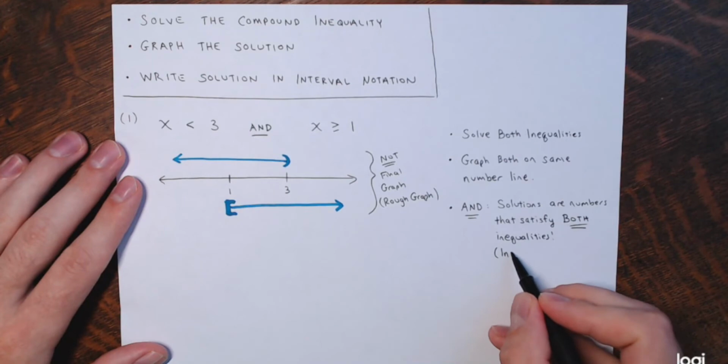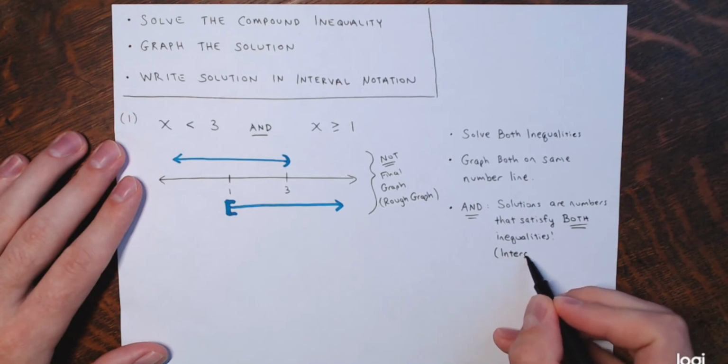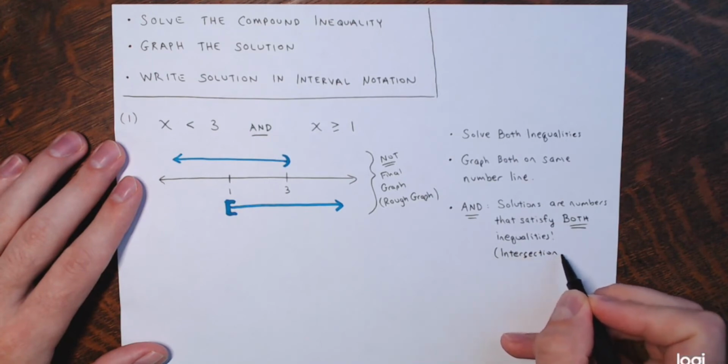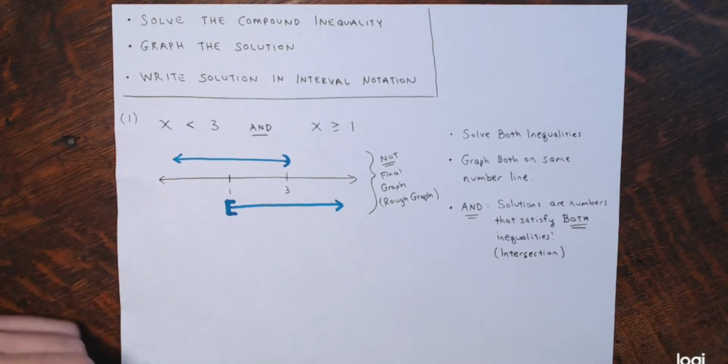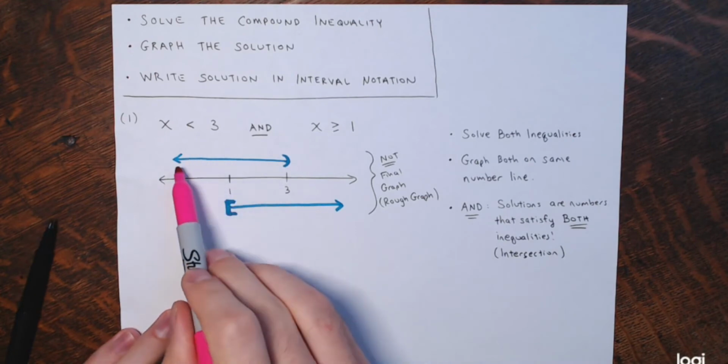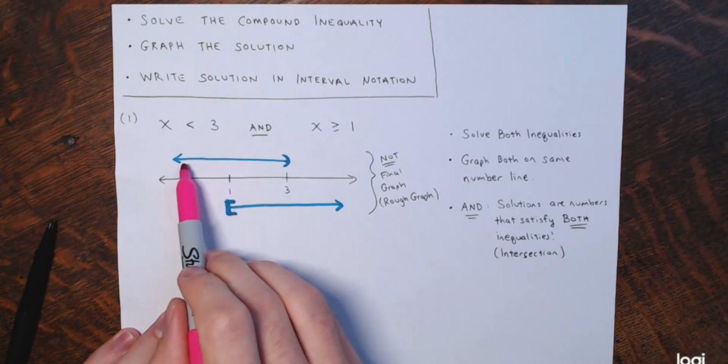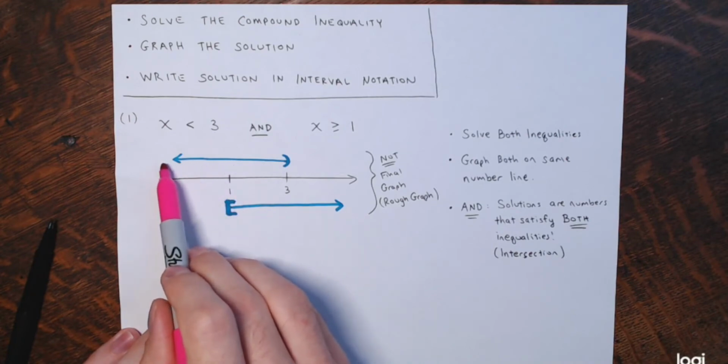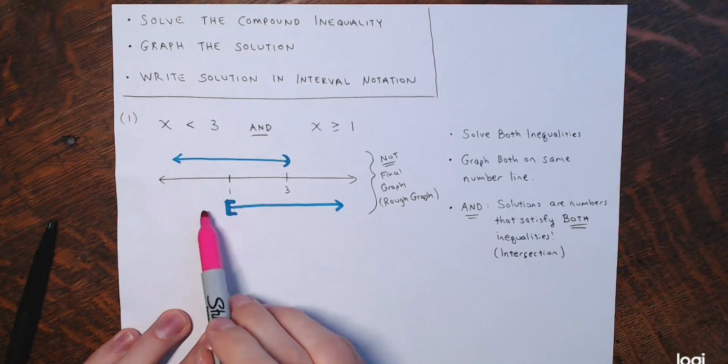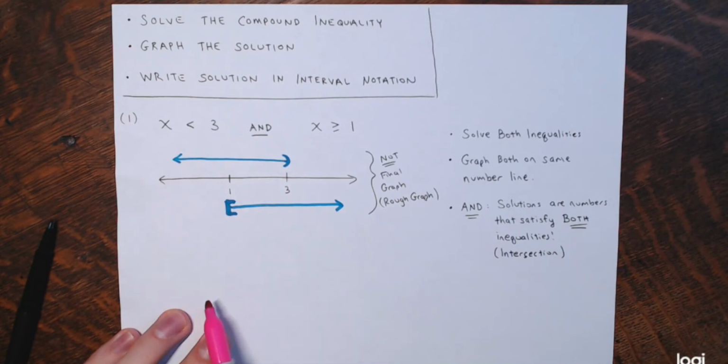So another name for this is the intersection. So you look at the graphs that I made here, and what we're looking for are the numbers that are in the intersection of these graphs, the numbers that belong to both. So, where do they overlap, if you will? See, all these numbers to the left of 1 are in the first graph, but not the second. So they won't belong in the final graph.